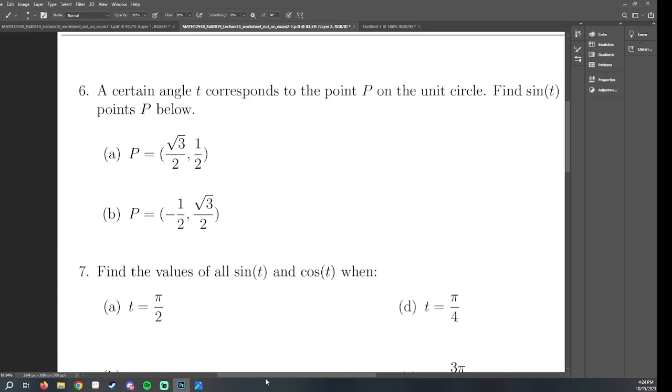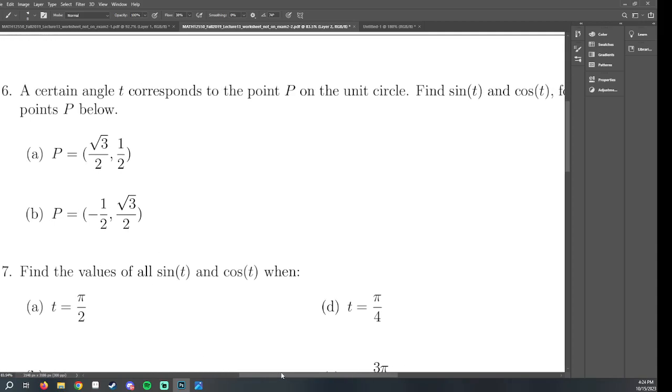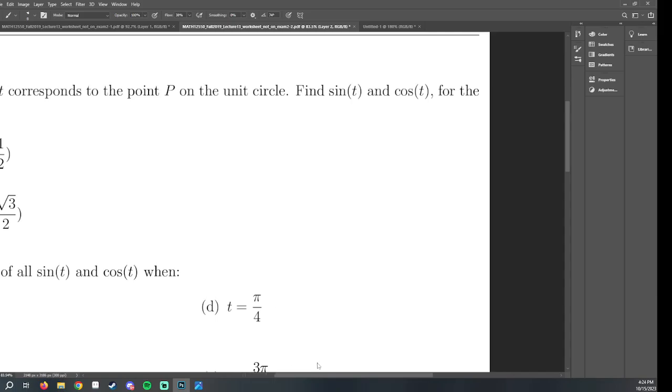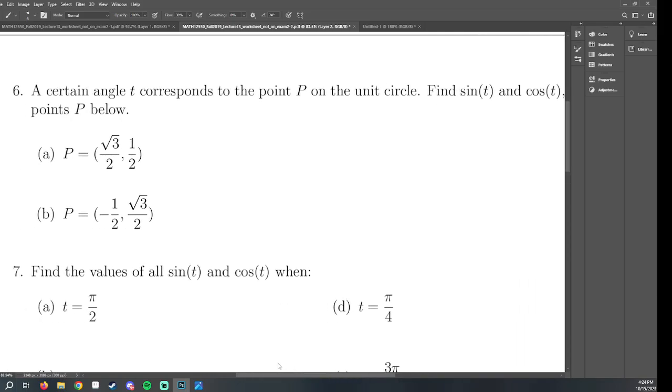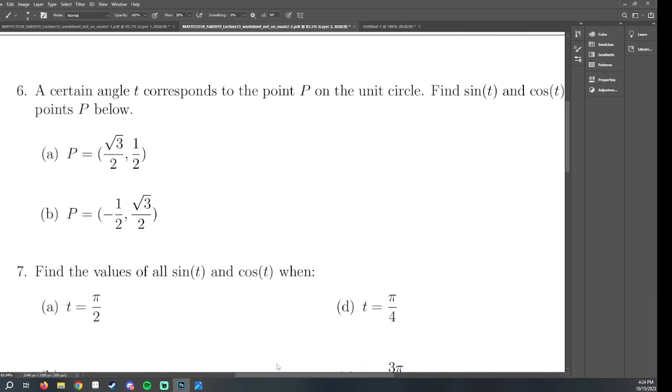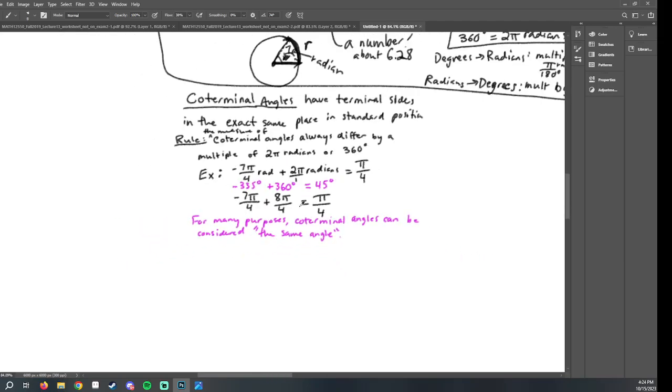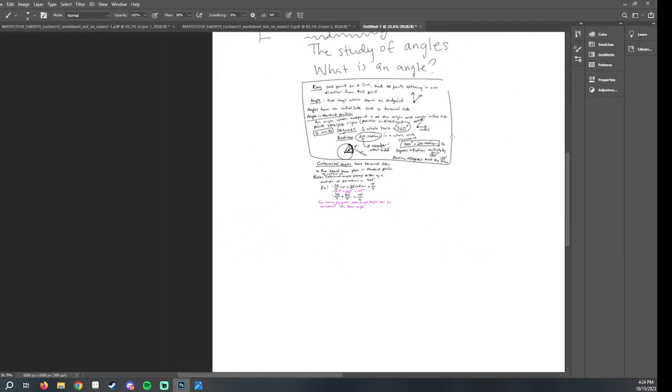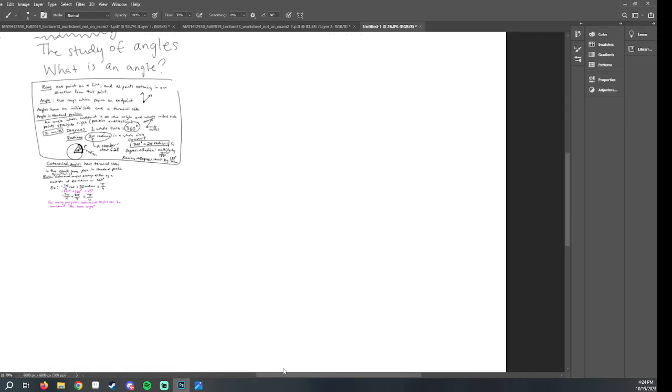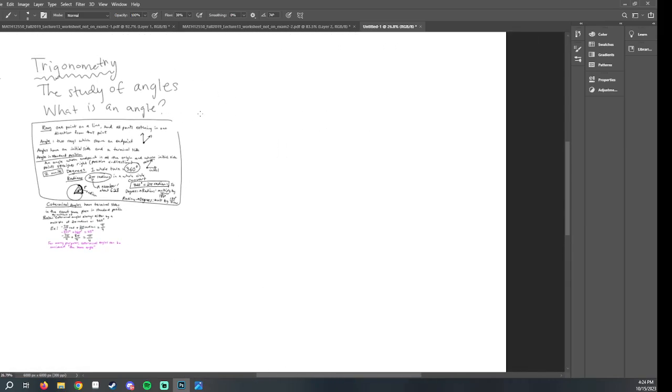Here we are. So a certain angle t corresponds to the point P on the unit circle. Find sine t and cosine t for the points P below. So this tells me I've got to give you some more definitions because most of this stuff is probably nonsense to you right now. So let's talk about now. We've talked about what an angle is. We've talked about how to convert between angles and things. Now we're going to talk about the real trigonometry stuff.